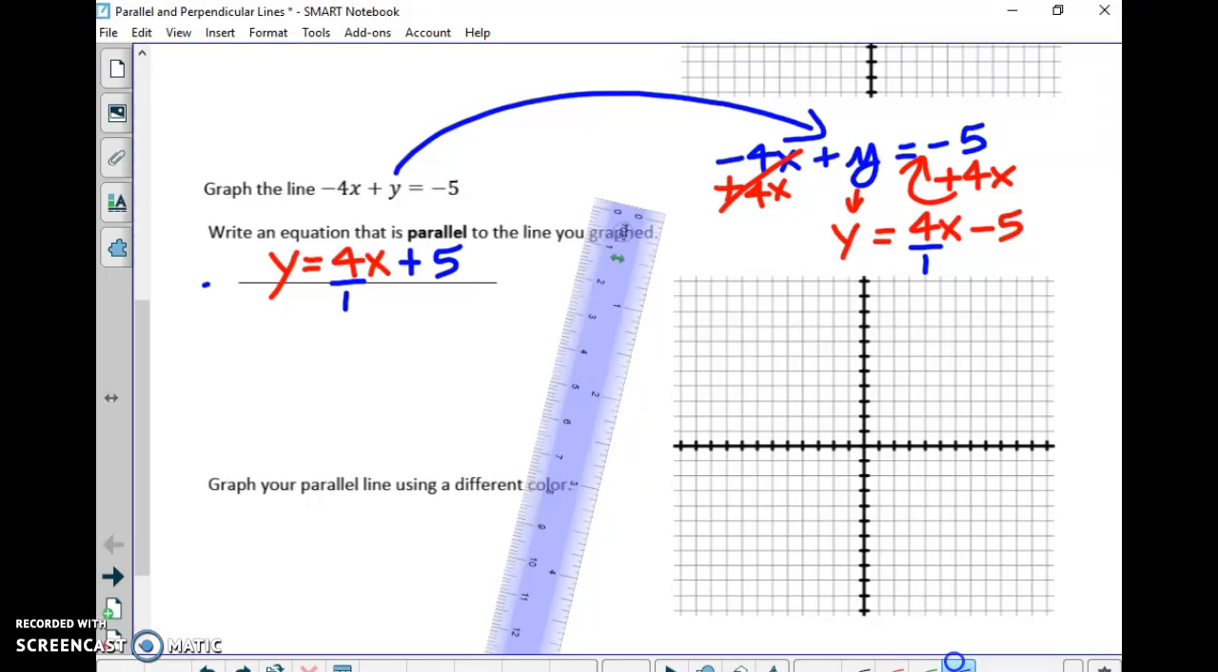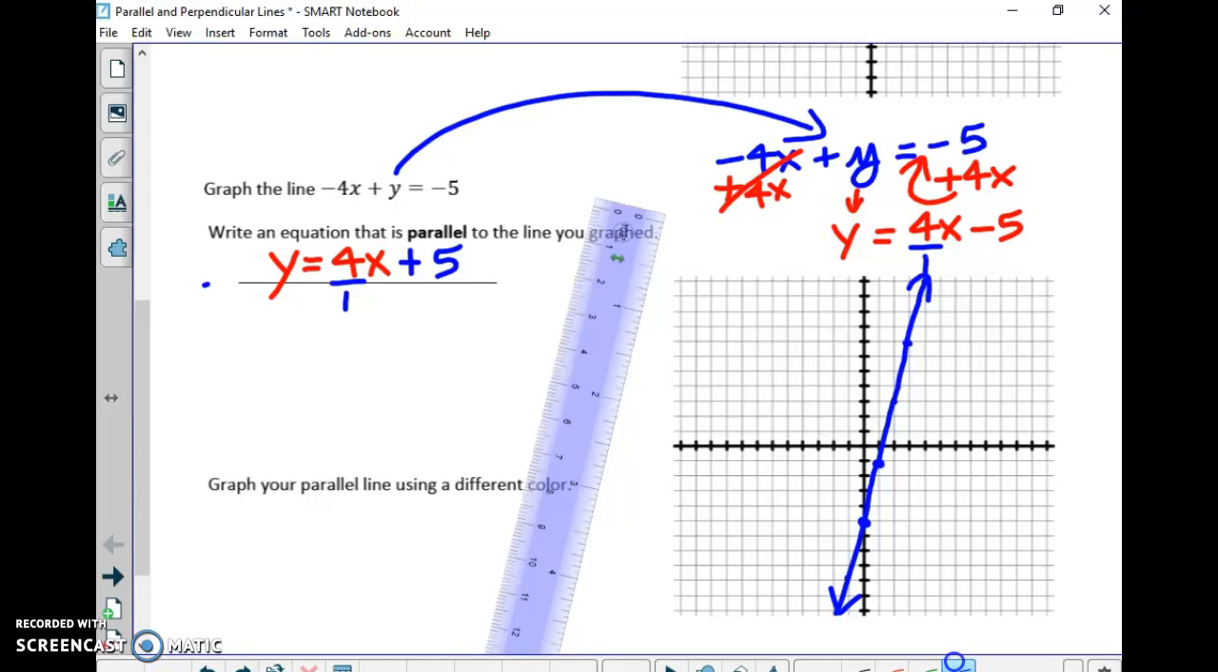Okay, let's graph these. Mx plus b, what do we graph first, m or b? B. So start with this first one. My b is minus 5. And then my slope, 4 over 1, up 4, over 1. And like our friend told us, we can continue that pattern so we can have straight lines. So up 4, over 1, up 4, over 1, up 4, over 1. And draw yourself a nice straight line, straight as you can.